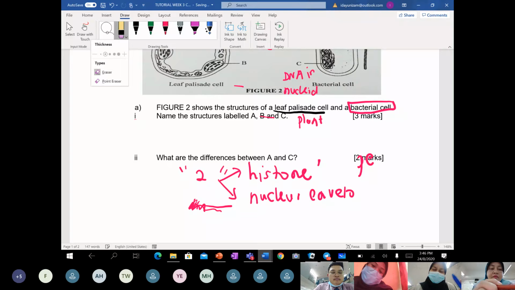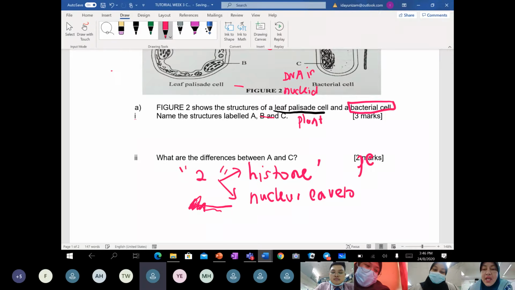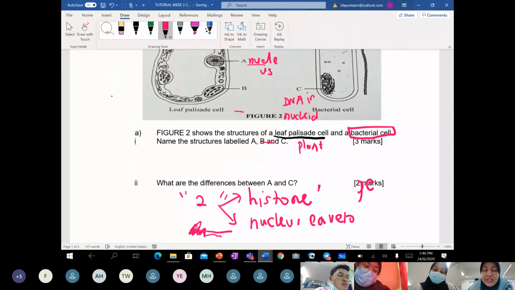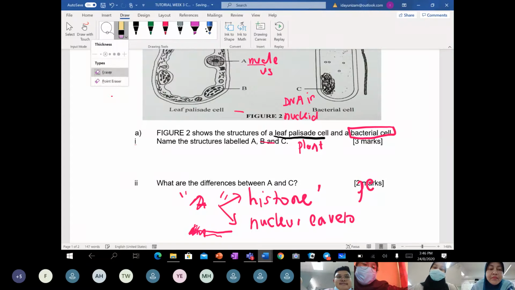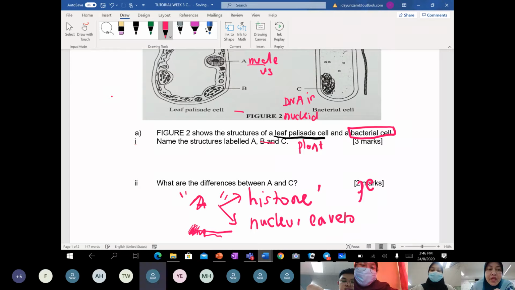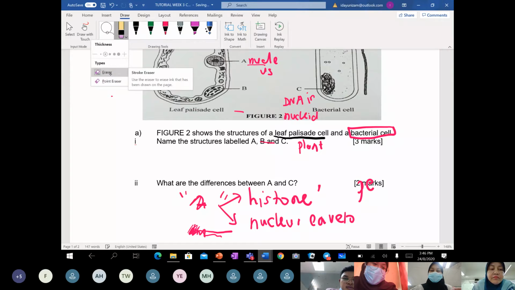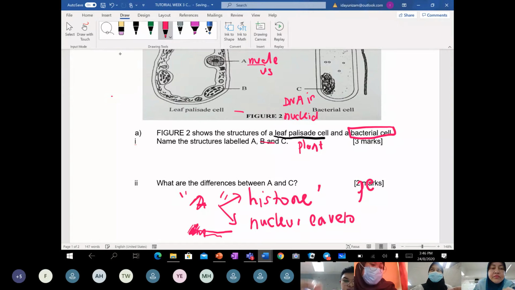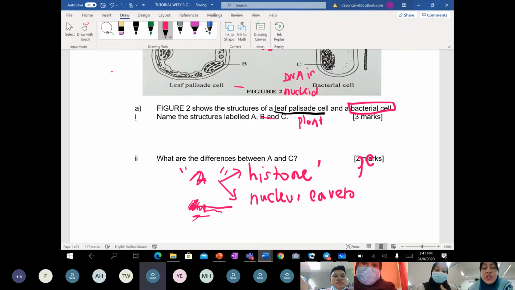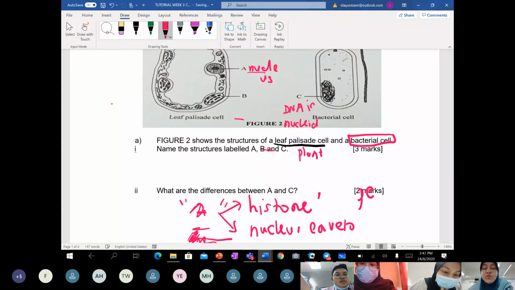Structure A is associated with histone protein, whereas structure C is not associated with histone protein. Structure A is the nucleus, right? Yes. Good.